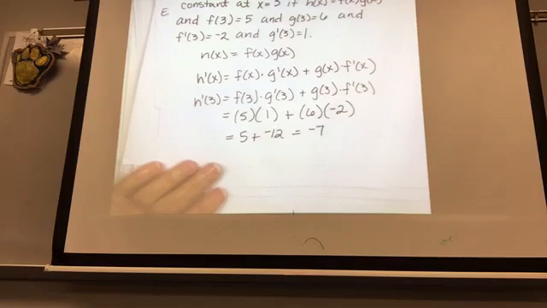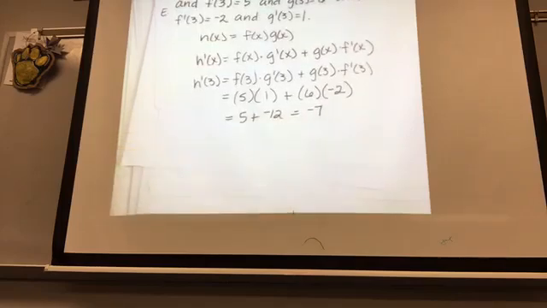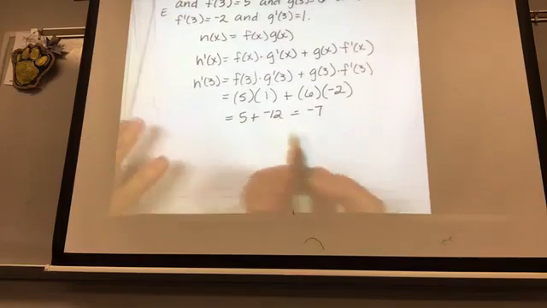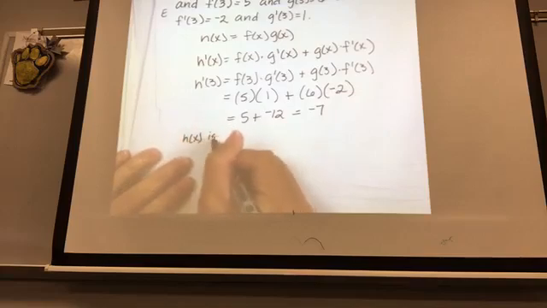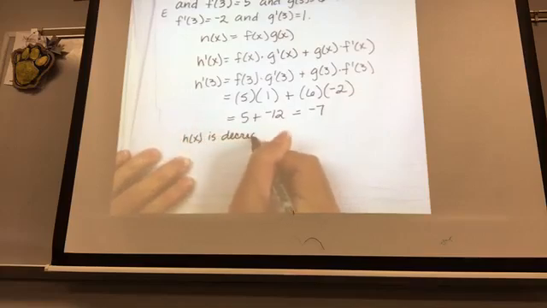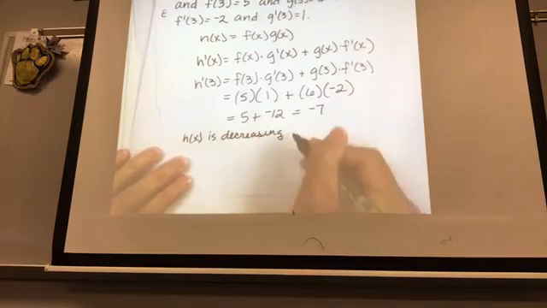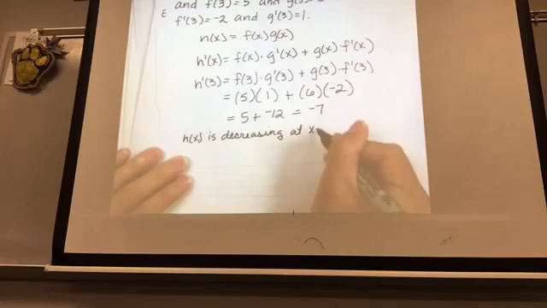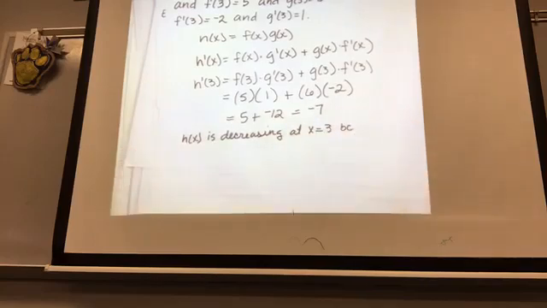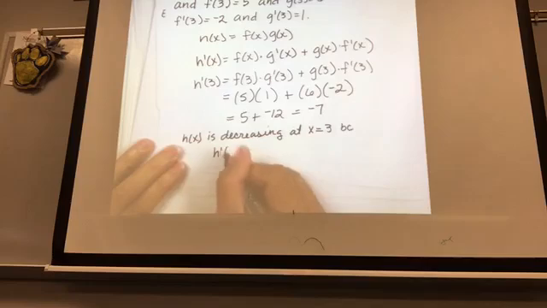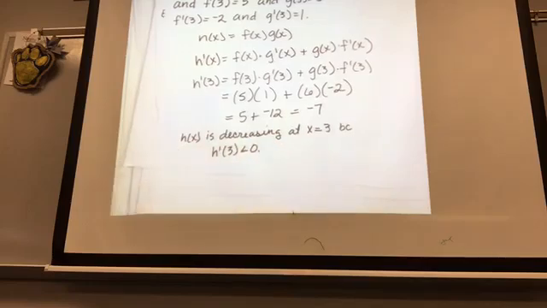So now we can answer our question. What is h of x doing at x equals 3? Decreasing. So h of x is decreasing at x equals 3 because what justifies it? The derivative is below zero. Yes, h prime of 3 is less than 0.